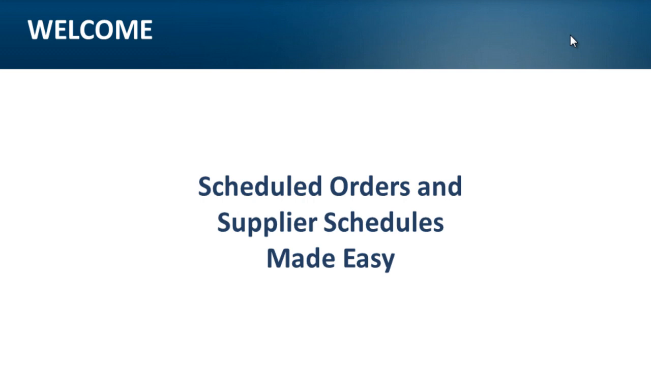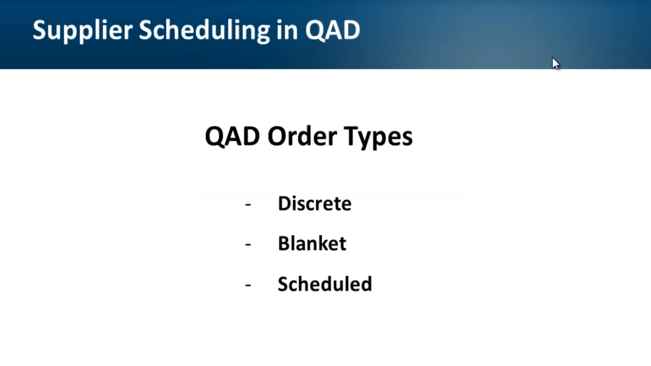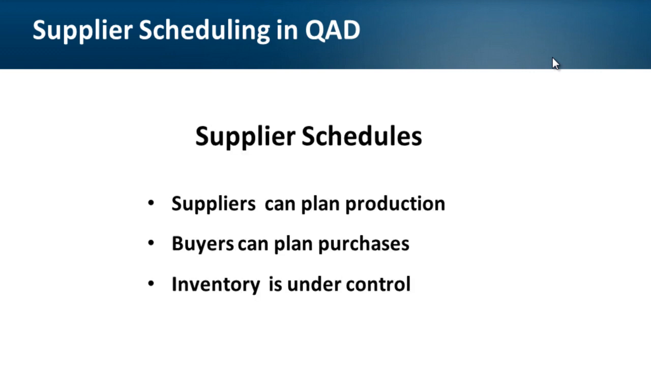Today we will talk about supplier schedules in QED. Supplier schedule is one of QED purchase order types. QED supports three kinds of POs: discrete, blanket, and scheduled orders. What distinguishes supplier schedule orders from other types is their cumulative and schedule-driven nature. Supplier schedules in QED represent long-term contracts with suppliers that require regular weekly or daily delivery.